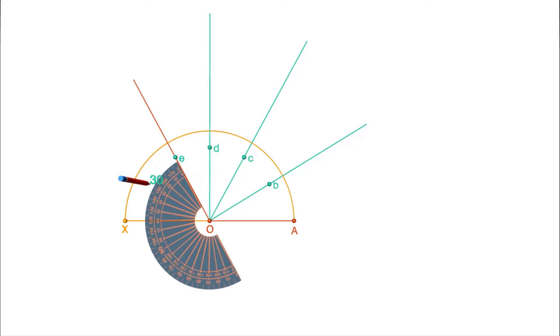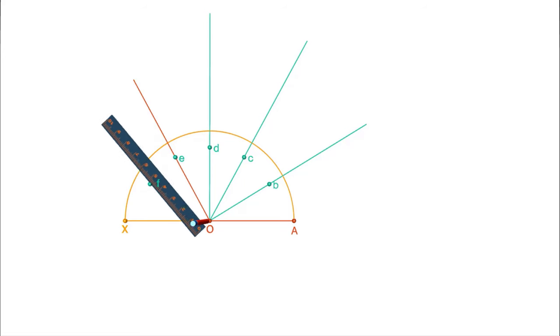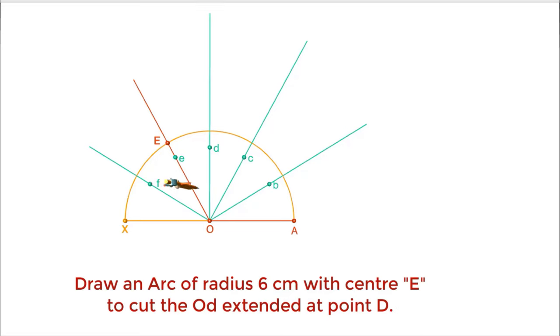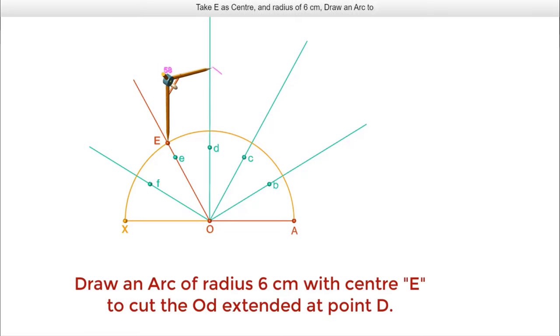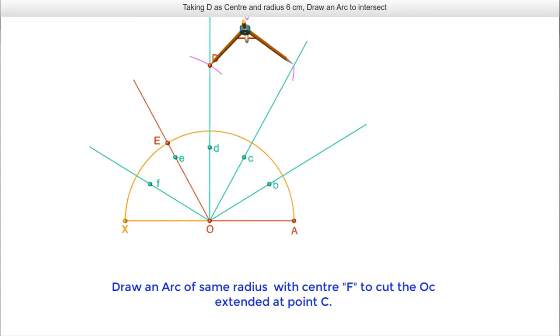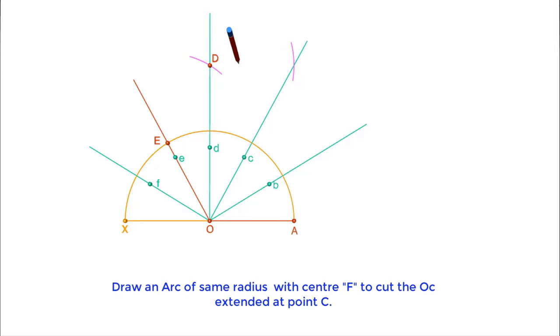Another line at an angle of 30 degree. Locate the point F and extend the line. Now OE extended, this line cuts the semicircle at point E, and taking E as the center, with 6 cm radius, draw one arc, and this arc will cut the OD extended line at point D. Now again taking D as the center and 6 cm radius, draw one arc to cut the OC extended at point E.